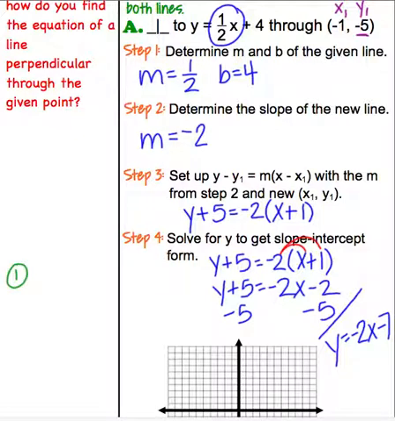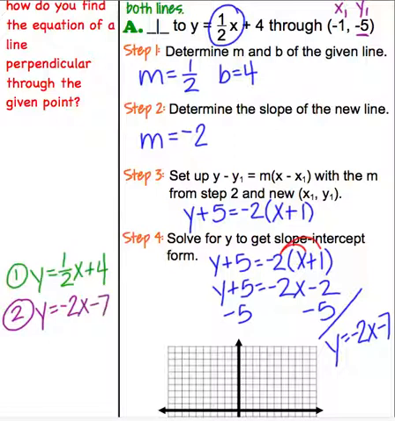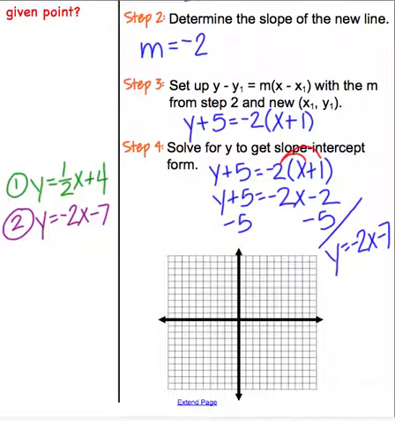So just like I did the other day, I'm going to graph my line 1, which is my original equation, y equals 1/2 x plus 4 in green. And then I will graph the second line that we just came up with of y equals -2x minus 7 in purple. So let's go ahead and graph these.